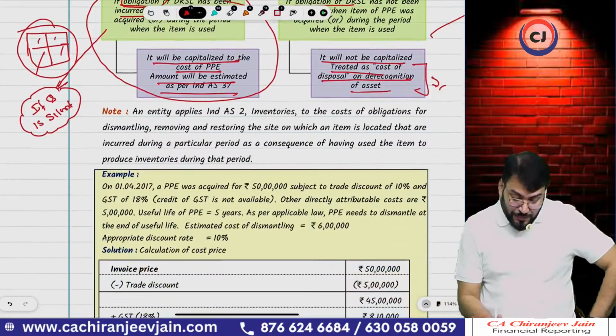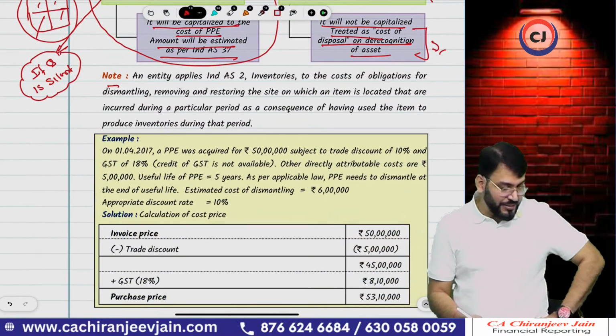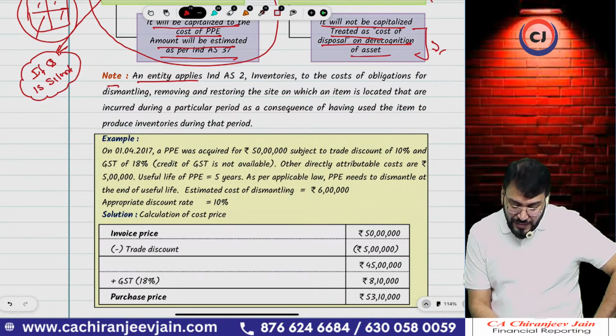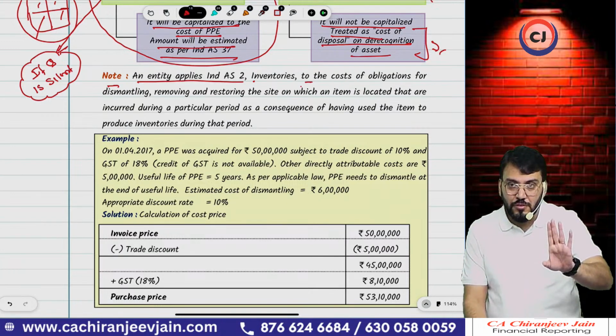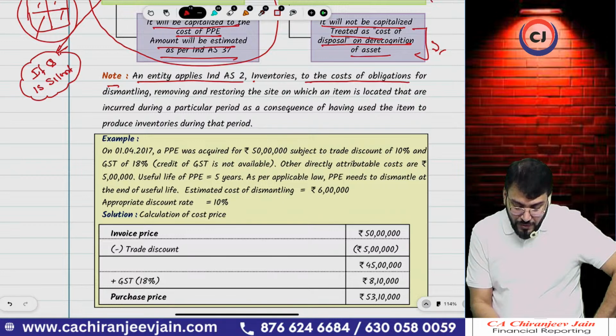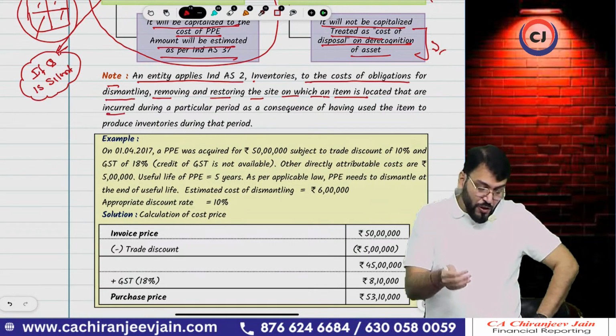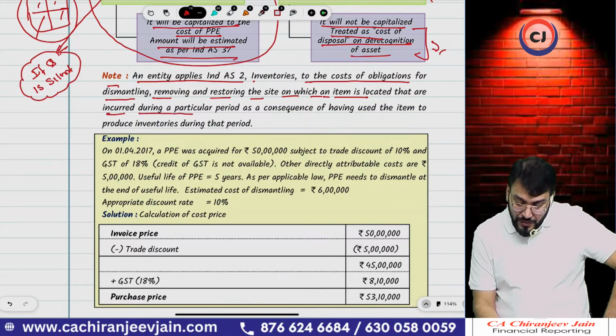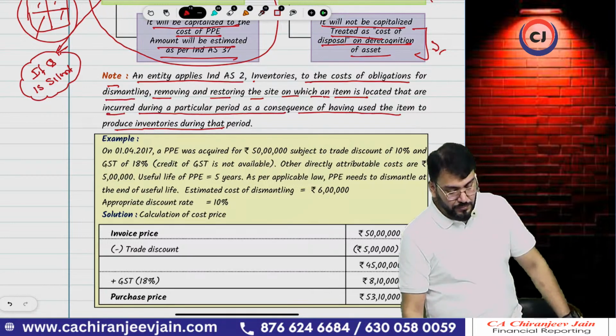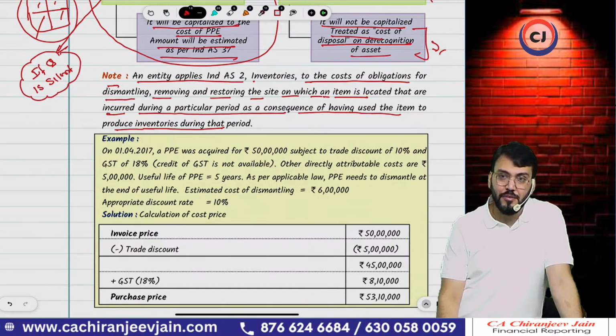Okay. There is one exception given. What is the exception? Let us read it. The interesting part. Entity applies Ind AS 2 to the cost of obligation for dismantling, removing and restoring the site on which an item is located that are incurred, meaning this cost is incurred during a period as a consequence of having used the item to produce inventory during that period. Oh my god, what have you understood? Have you understood English? It is English.